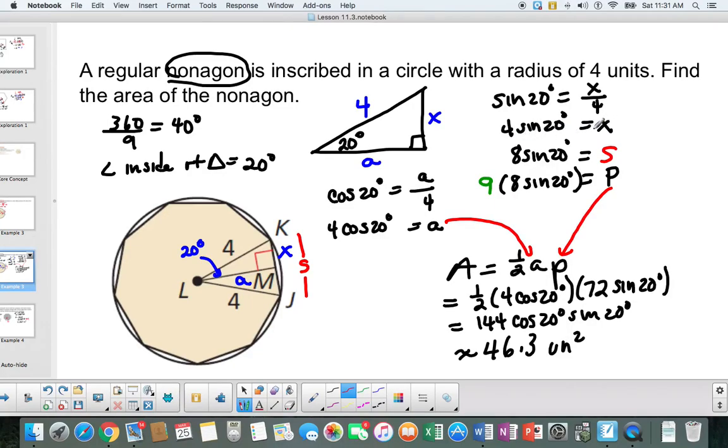I don't go to the calculator yet. Now the side is 2 times this number, so that's why you see the 8. The 4 turned into an 8. Now the perimeter will be 9 of these sides, so I'm going to take 9 and multiply that by the side here. That's going to represent my perimeter in my formula. Now to figure out my apothem, I'm going to have to use another trig expression. Cosine 20 degrees is equal to A over 4. I'm going to solve for A, and that's going to be my apothem. So I put everything into my formula, multiplied out everything that wasn't in trig form, and then put it in my calculator.